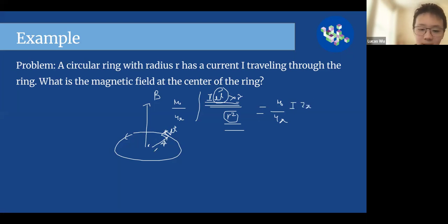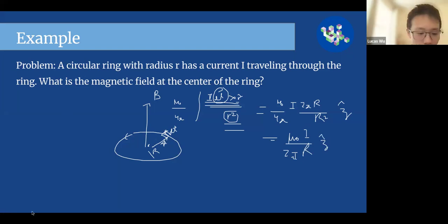if I say the radius of the ring is big R, so I times 2 pi big R divided by big R squared, pointing in the positive z direction, so times z cap. So my answer should be mu0 I divided by 2 pi r, and in the positive z direction, so pointing upwards.